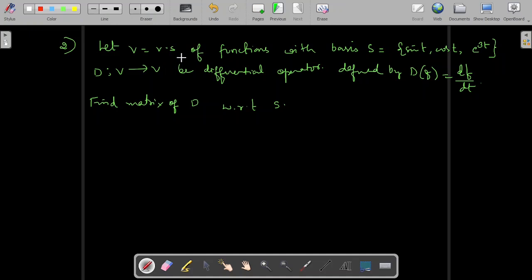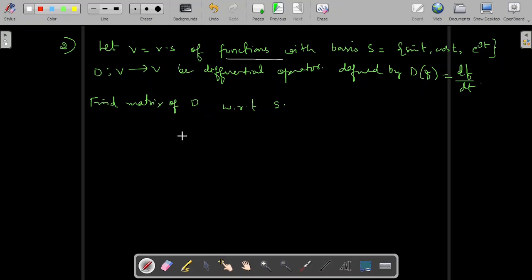Let V be the vector space of functions with the basis S equal to sin t, cos t, e to the power 3t. This is the basis of a vector space of functions. Now D is a mapping from V to V, the differential operator. You know that the differential operator is a linear transformation, which gives you the derivative of the function. You have to find the matrix of D with respect to the basis S.